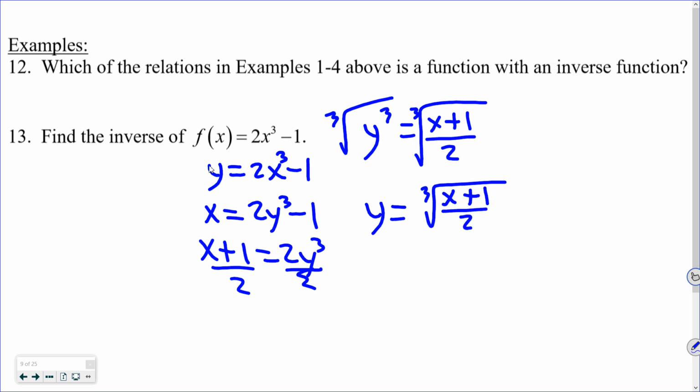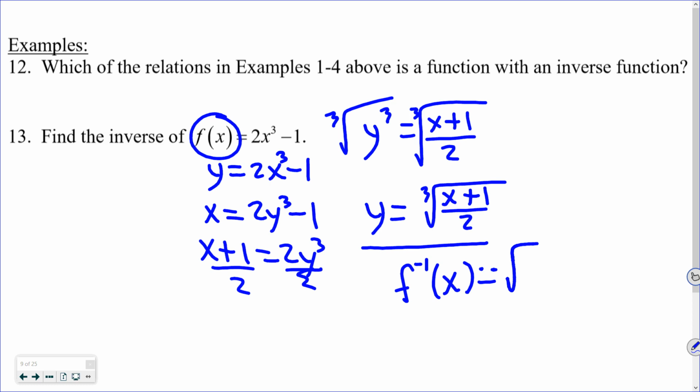The last part is just notation. I don't want to say that this is the inverse of f of x. So the way I write that is I say f inverse, with that little inverse symbol, of x equals the cube root of x plus 1 over 2. It's supposed to be an equal sign there. Okay, and I found my inverse. So again, steps: replace the f of x with y, switch the x and the y, solve for y, write it with the correct notation. Okay, so finding inverses.